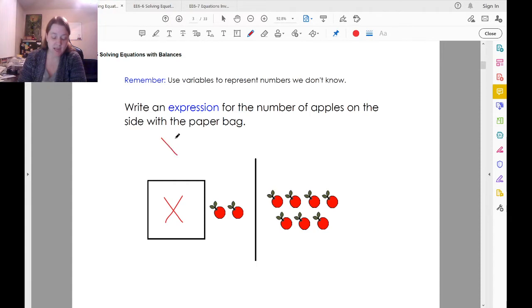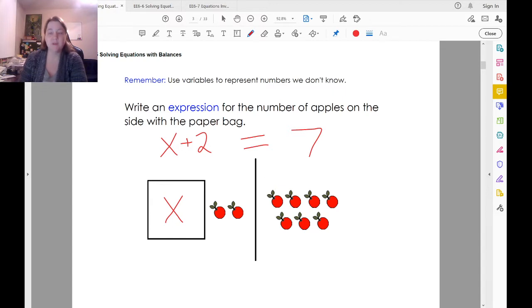But we know that there's X plus 2 apples on this side. On this side, there are 1, 2, 3, 4, 5, 6, 7 apples. If there are the same amount of apples on both sides, then what we're going to do is put an equal sign. X plus 2 equals 7. How do we figure out how many apples are in that bag, that super legit looking box bag?